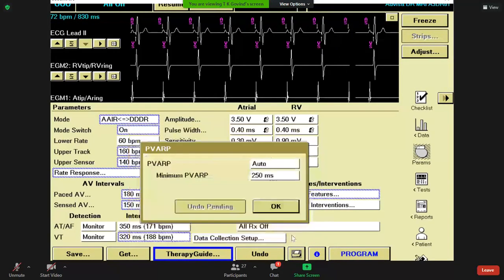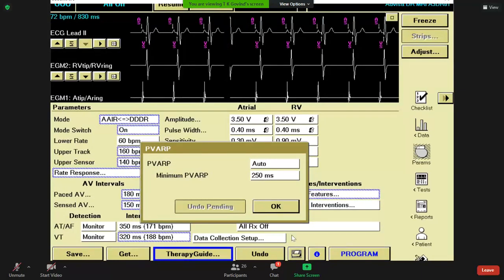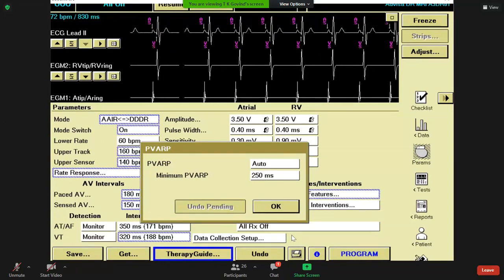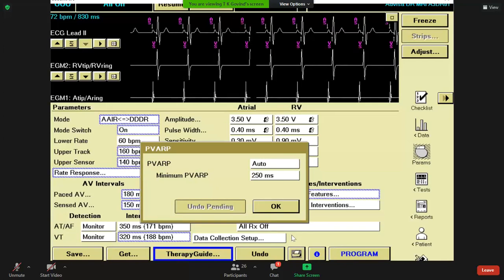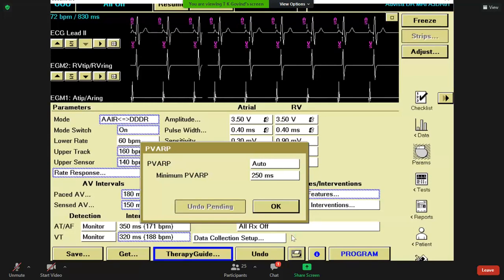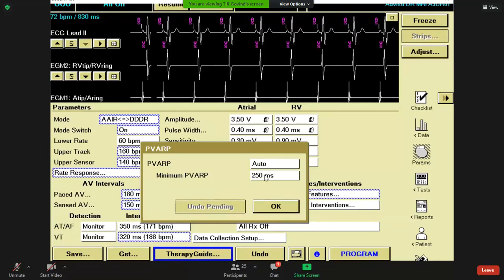But in the event of you having to program a PVARP of less than 250 milliseconds, it may be worthwhile considering doing a VVI pacing. Your patient is in the hospital, we are doing a follow-up, do a VVI pacing and see if there is a retrograde conduction. Intermittent retrograde conduction might happen, but generally it does not. So if there is no retrograde conduction, you can reduce the PVARP.